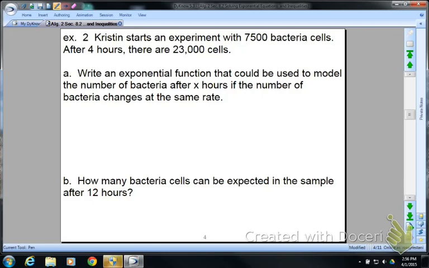Kristen starts an experiment with 7,500 bacteria cells. After 4 hours, there are 23,000 cells. Write an exponential function that could be used to model the number of bacteria after X hours if the number of bacteria changes at the same rate. Okay, so we want an exponential function. What is the formula for exponential? Y equals A times B to the X power.